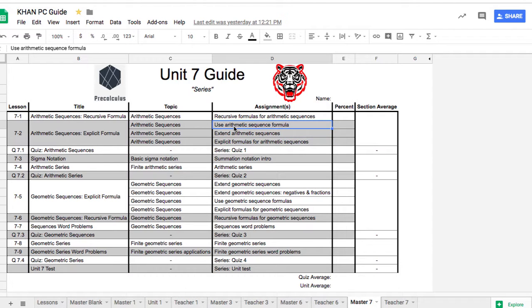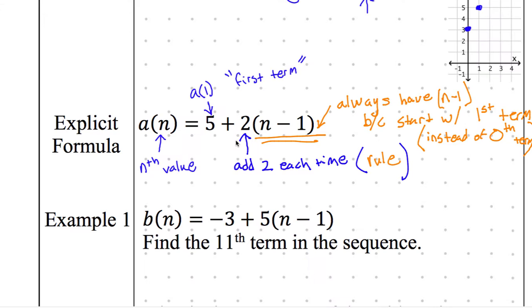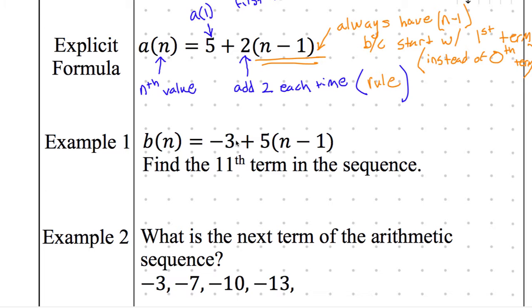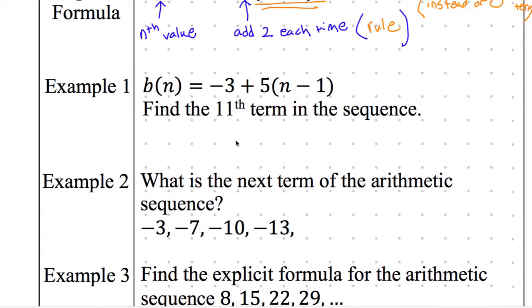First one is, can you use the formula when they give it to you? The next one is, can you find the next one in the pattern? Both of those are really easy. Those are like warm-up worthy questions. And then finally, making your own explicit formula. It's still pretty easy, but it's the more challenging between the 3. So example 1 corresponds to homework problem number 1.